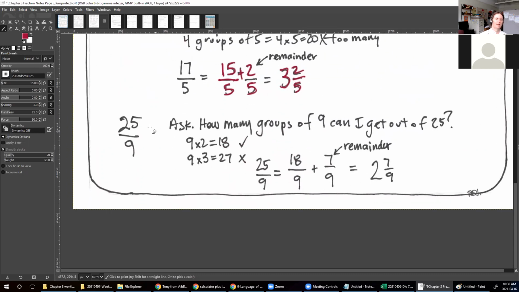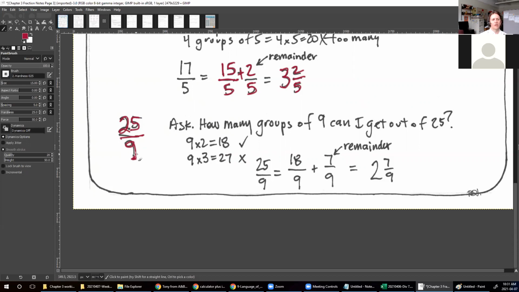Okay, let's do 25 over 9. Oops, I made that even more messy than it was. That's all right. So again, the question is, if we're dealing with 9 on the bottom, how many groups of 9 can we take out of 25? Without going over, of course.